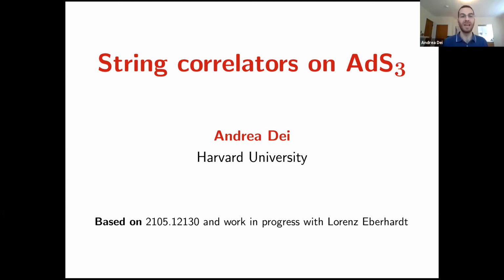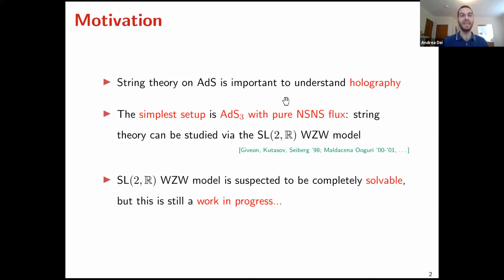Today I will tell you something about some recent work and some work in progress with Lorenz Eberhard. And I will try to explain how one can compute string theory correlators on three-dimensional anti-de Sitter space. So we are interested in string theory on AdS space in view of holography. This theory is believed to be dual to some conformal field theory living on the boundary of AdS.